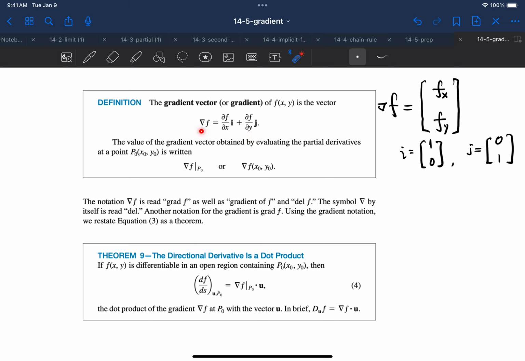So the gradient of f is the vector consisting of the two partial derivatives. And if you are given a point, a current position, then you can evaluate the gradient of f by plugging in its x0 and y0 coordinates. This is the value of the gradient vector, obtained by evaluating the partial derivatives at the point p0 = (x0, y0). You can write this in different ways, but this is all natural.